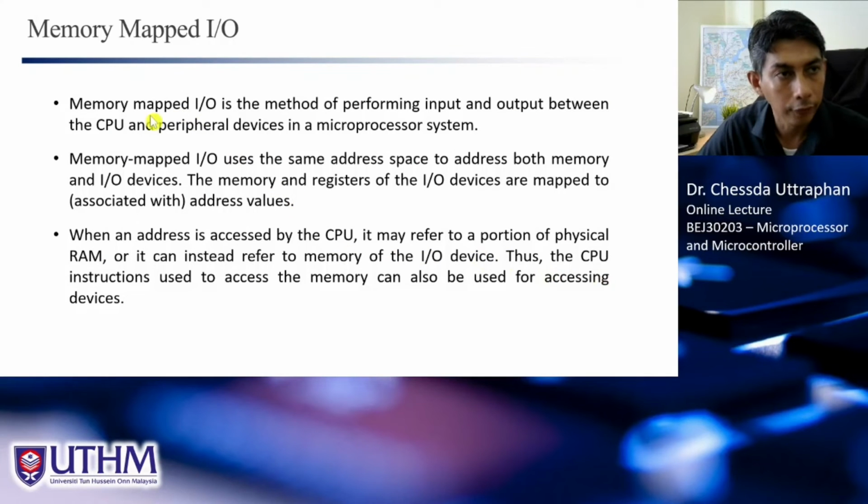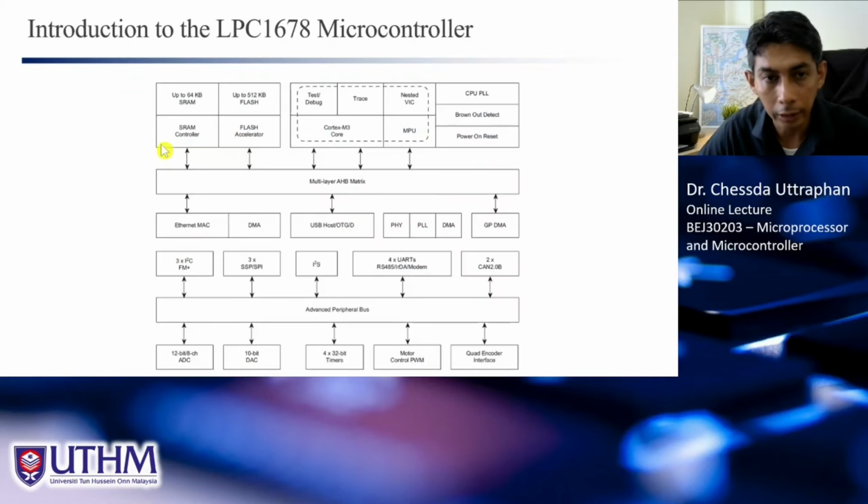All right, so first thing first is that we need to know what is called the memory map IO. What is memory map IO? Here it says that memory map IO is the method of performing input and output between the CPU and peripheral devices in the microprocessor system. Okay, so this is very important. So the memory map IO is the method of accessing, or communicating between the CPU, this, and the peripheral here.